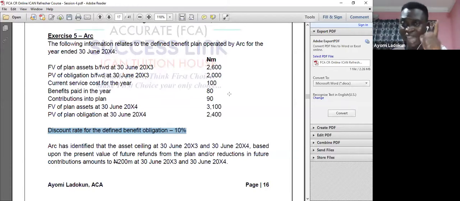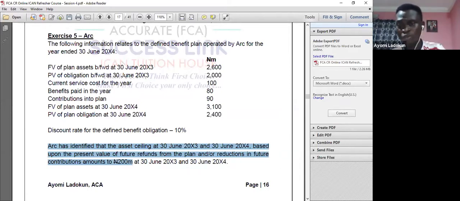But here there is an asset ceiling. The examiner will not tell you that this is an asset ceiling. But anytime you see that your plan asset is greater than your plan obligation, then you need to ask that question: is there any restriction to the asset I need to recognize? So he said, HAC has identified the asset ceiling. They even mention asset ceiling here, but in case they didn't mention it, then you know what to do. Based on your present value of future refunds from the plan and reduction in contributions amounting to 200 million. Can you see that? So that's my concern.